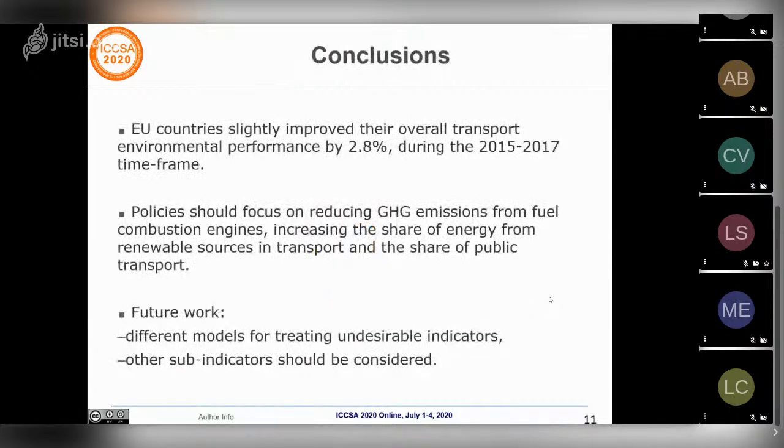In conclusion, the EU countries have slightly improved their overall transport environmental performance by 2.8% during the 2015-2017 timeframe, and the policies should focus more on reducing the GHG emissions from fuel combustion engines, in increasing the share of energy from renewable sources in transport, and improving the quality and access of public transport to increase their share in the total passenger transport. In future works, different models for treating undesirable indicators can be tested, and other sub-indicators should be considered to compose the CI.